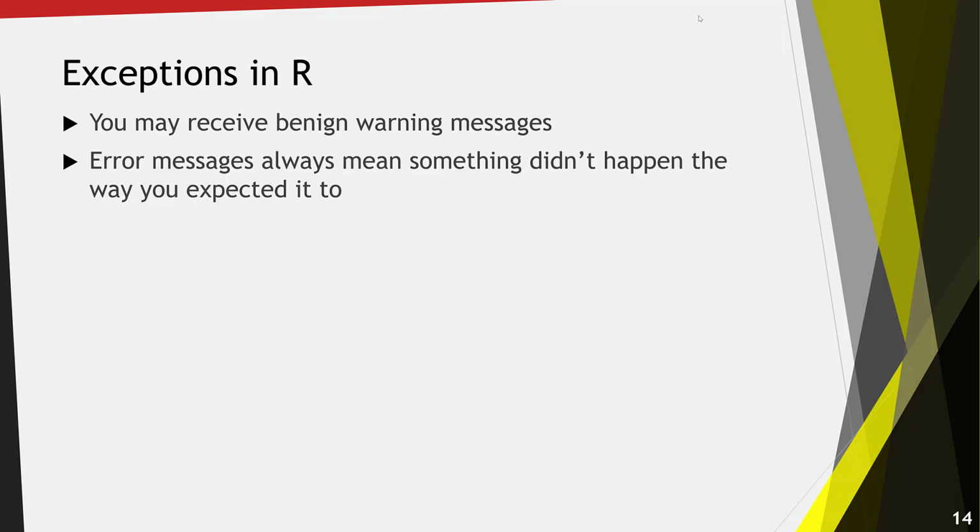You should never encounter error exceptions in well-functioning code, but you may receive benign warning messages. Sometimes you might receive a warning message that warns you that certain functionality in your package has been deprecated and is going to be removed in future versions. That's just warning that you might need to update your code in the future. There are other types of benign warning messages too that are just telling you that something might be amiss or not as expected. But an error always means that something didn't happen the way R expected it to.